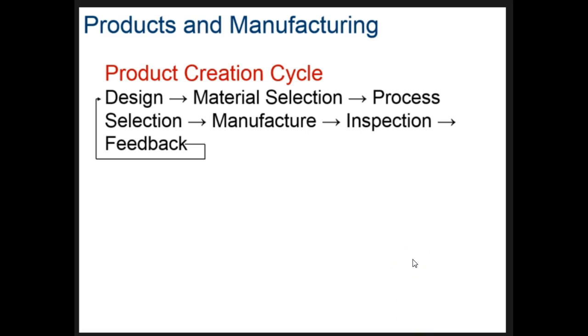Here's the product creation cycle and design. We talk about the design process a lot in engineering, but notice the design is just one piece of it. Remember the design process: create a problem, come up with solutions, all that stuff. That's just the first step when we're actually making a product. And this product creation cycle goes through all of these steps, and notice that it does go back to the beginning just like our design process does.